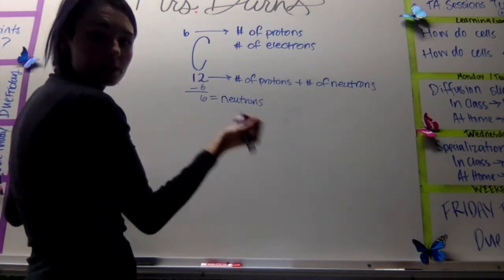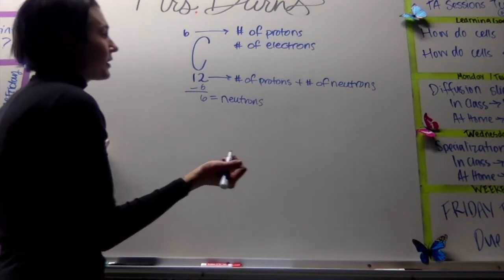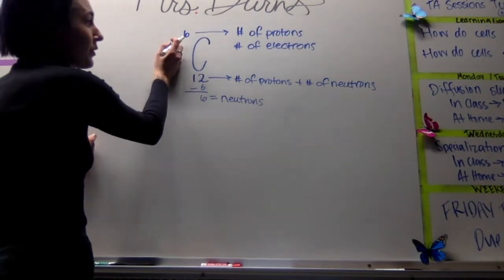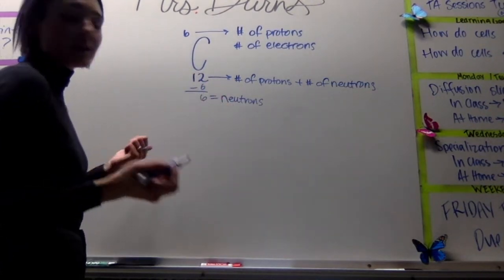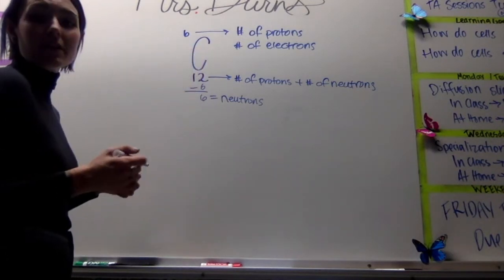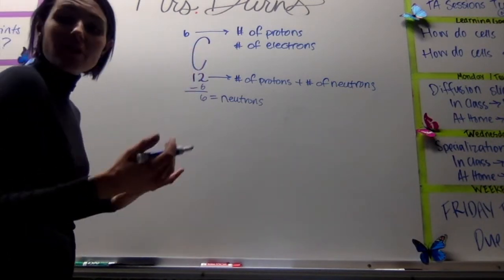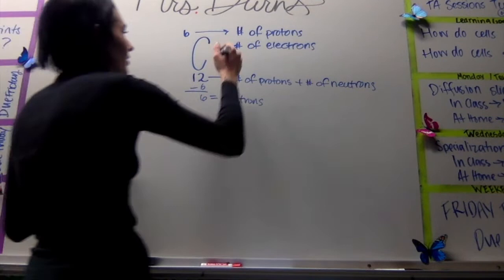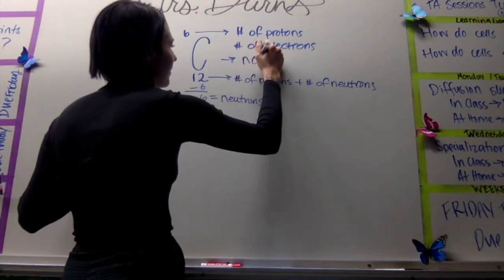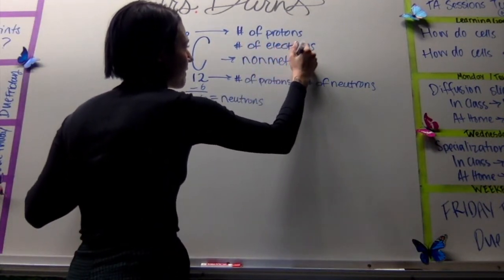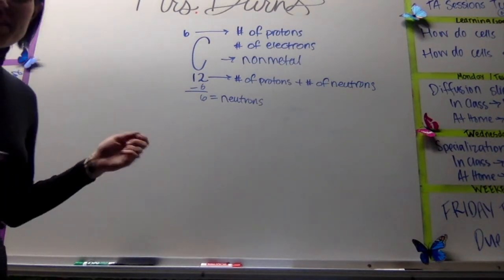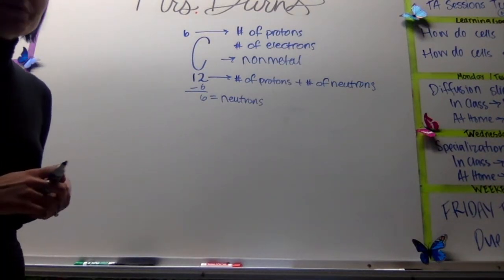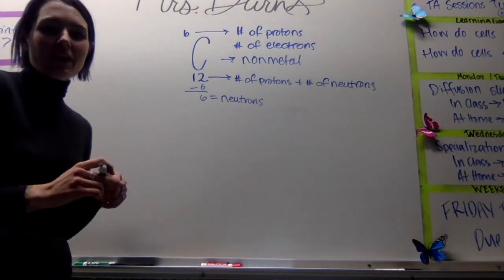And then what else can you learn about an atom when looking it up on the periodic table? Well, we just learned the number of protons, the number of electrons, and the number of neutrons. What else can you tell? Well, you can tell what atom it is. If you look at the color of it, sometimes there's a legend that will tell you that carbon is a nonmetal. You can see its atomic weight, all of that stuff. So that's some of the information you can get while looking it up on a periodic table.